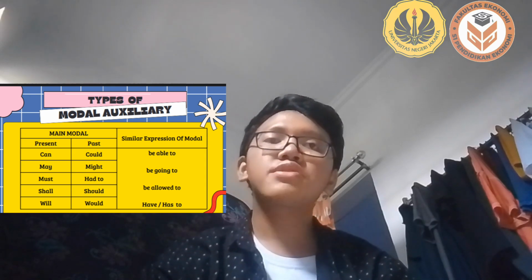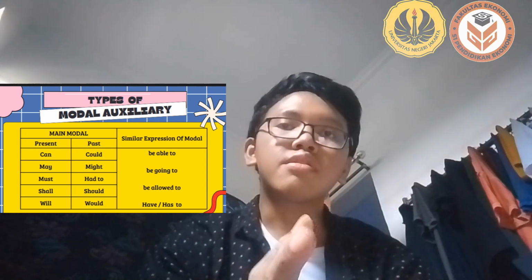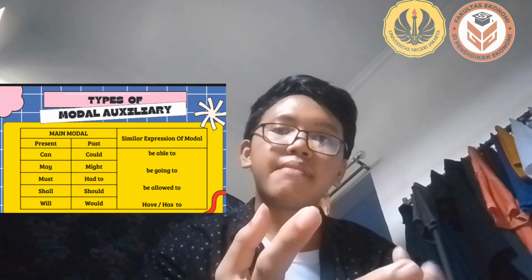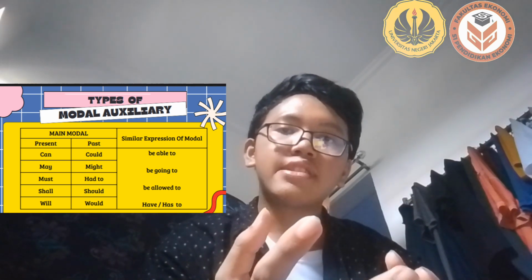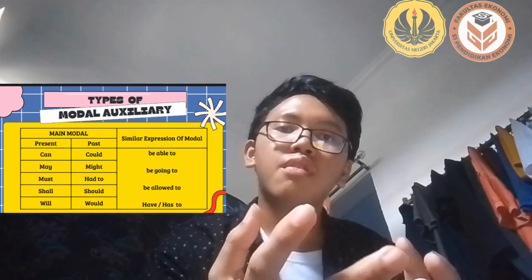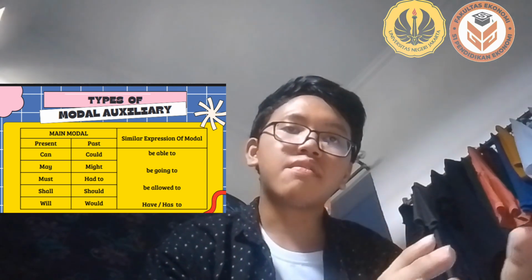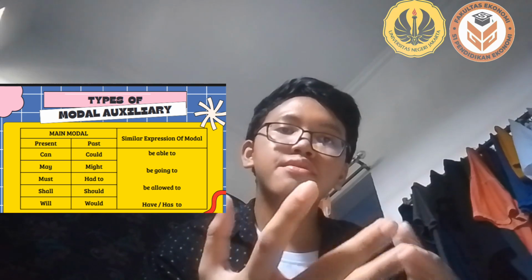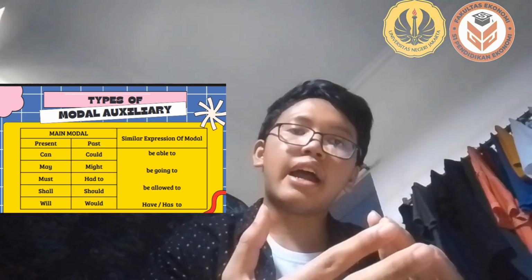Types of modal auxiliary: main modal, present and past: can, could, may, might, must, had to, shall, should, will, would. The similar expressions of the modal are be able to, be going to, be allowed to, have to or has to.